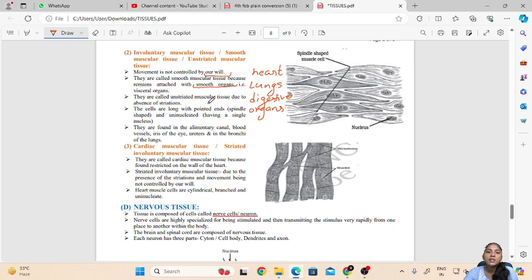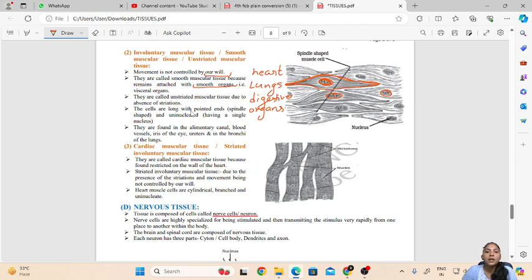Now these cells have long pointed ends and are uninucleated. So as we can see here in this diagram, these cells have pointed ends, and these are long spindle shaped. Like this shape is called a spindle shape. So these cells are long cells with pointed ends, and they are uninucleated. As you can see, there is a single nucleus for each cell, so they are called uninucleated.